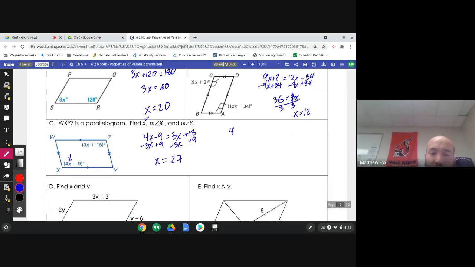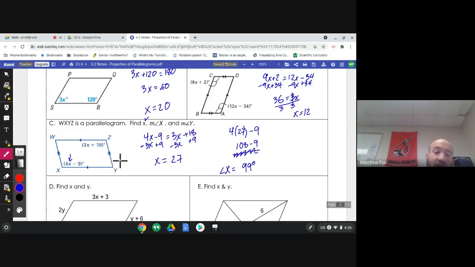So 4 times that 27 minus 9. 4 times 27, 4 times 20 is 80, 4 times 7 is 28. Add that together, we get 108 minus 9. We'll get 99 degrees. So that's angle X equals 99.